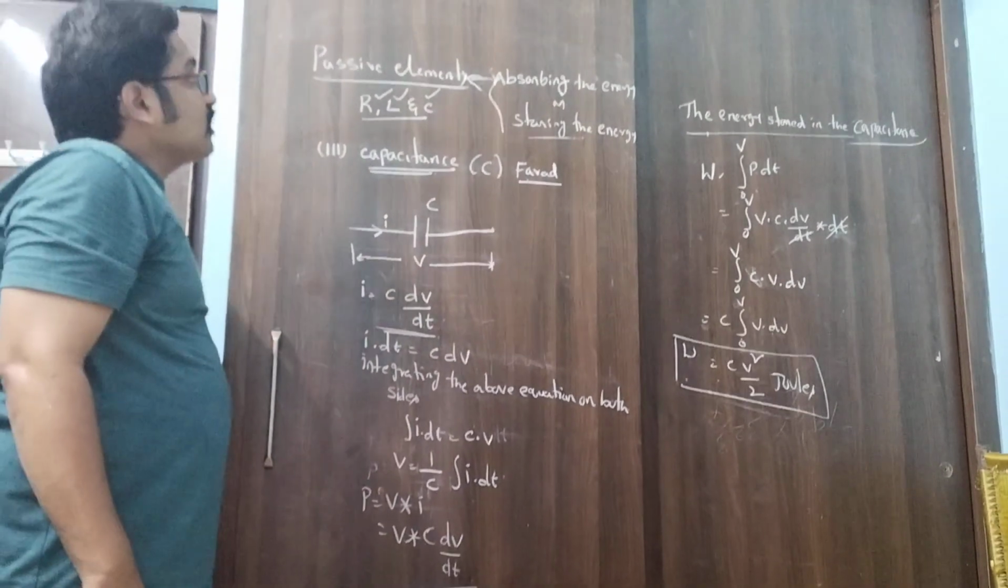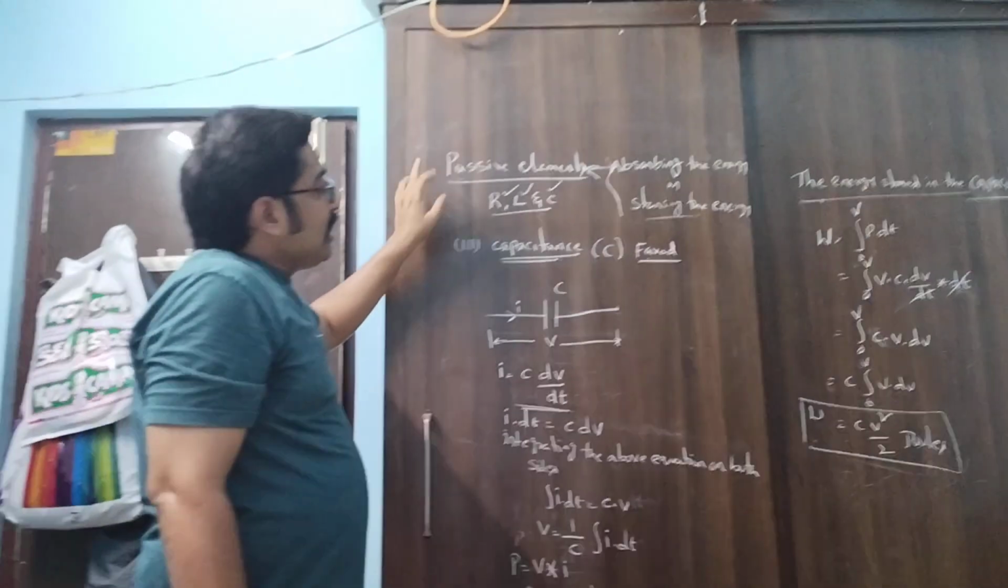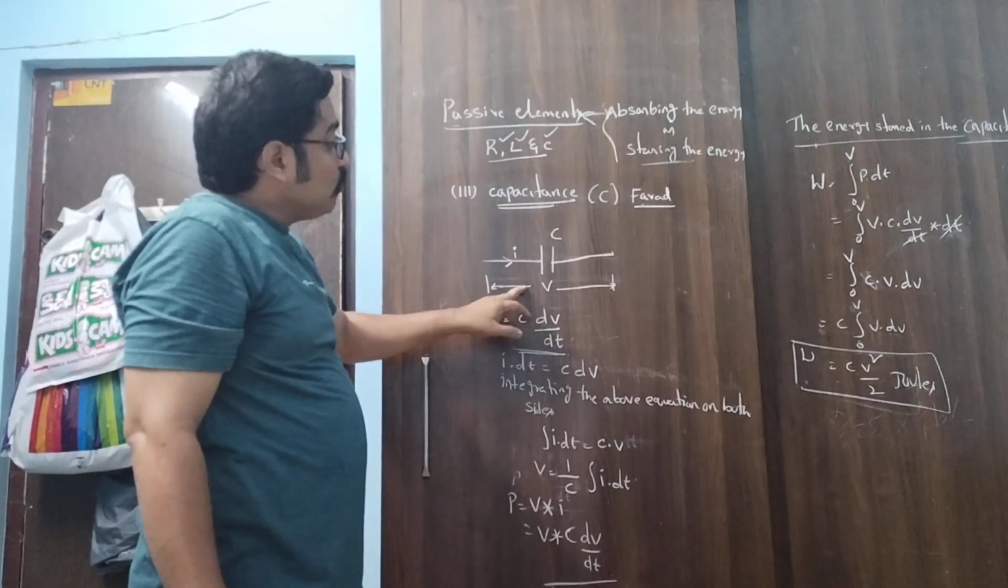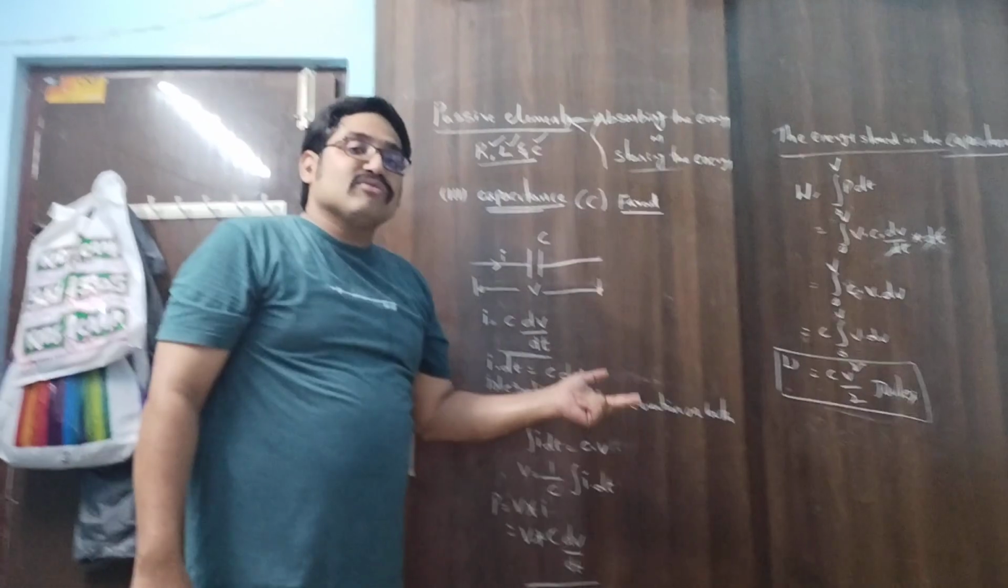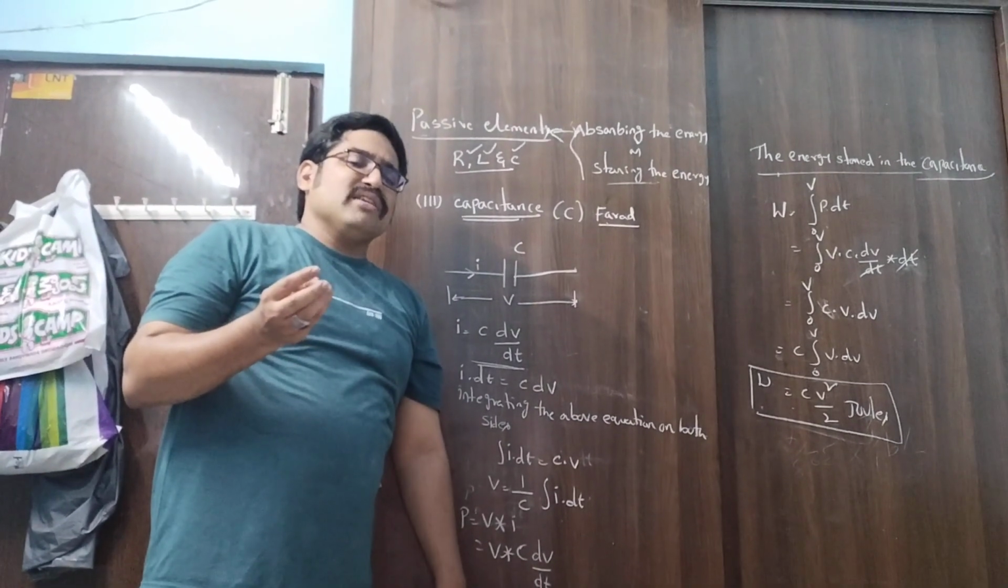This is very important. They may ask: what are the passive elements, explain the relationship of the voltage and current, and sketch the relation between the voltage and current. You need to mention the resistance value, inductance value, capacitance value. You should have the formulas at your fingertips.